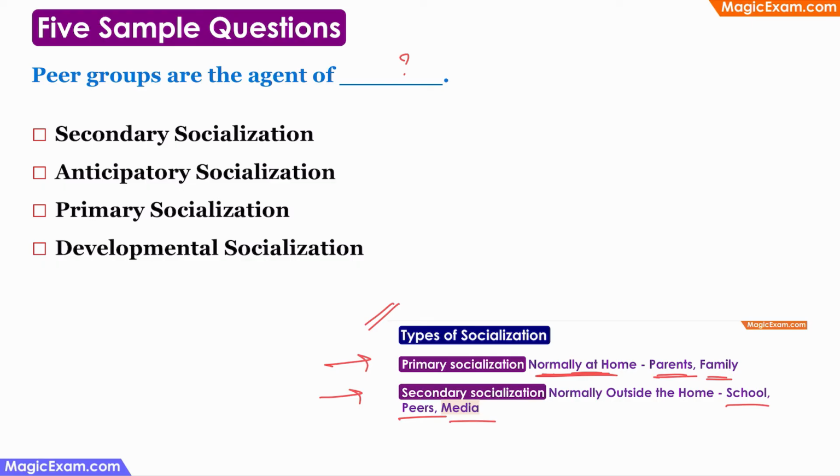Therefore, here we are being asked, peer groups are the agent of which type of socialization? Peer groups come under secondary socialization, that is peers. Therefore, the correct answer is option 1, that is secondary socialization.